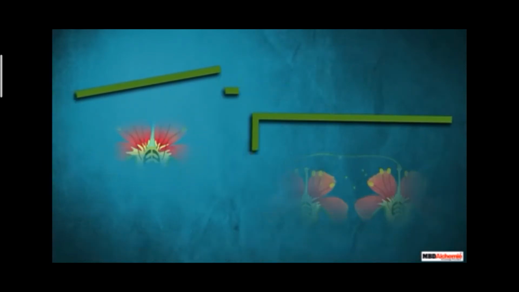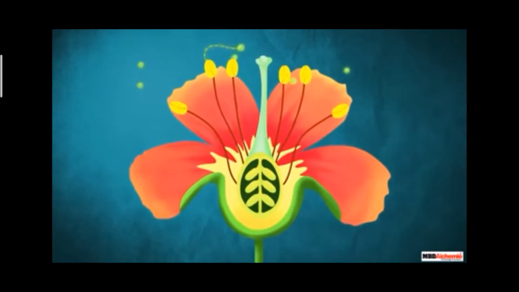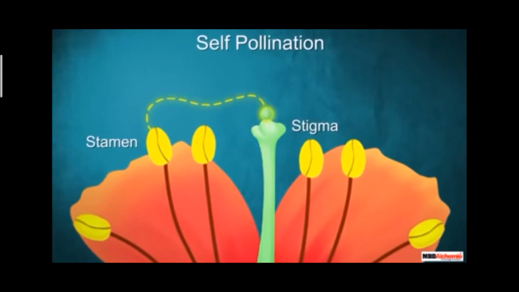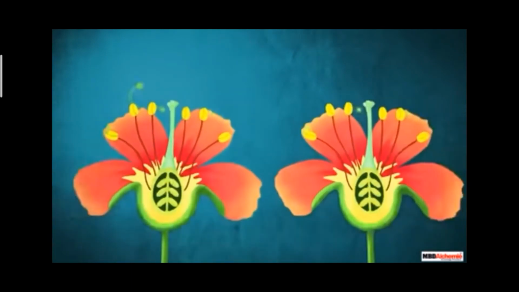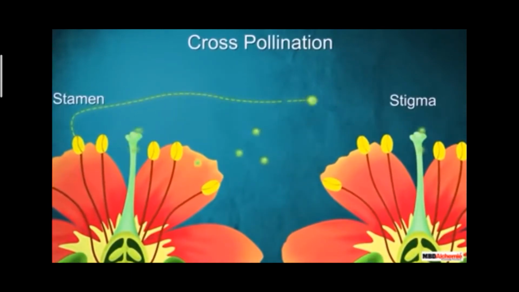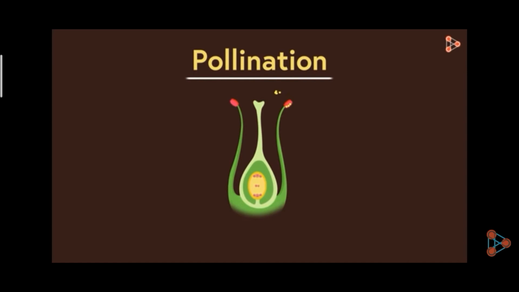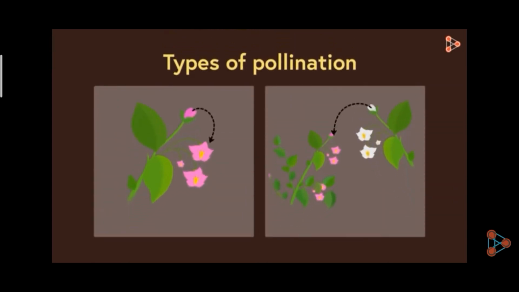If the pollen grains land from anther to stigma of the same flower, it is called self-pollination. But if the pollen grains of the flower land on the stigma of another flower of the same species, it is called cross-pollination. Pollination is the transfer of pollen grains from anther to stigma. There are two types of pollination, self-pollination and cross-pollination.